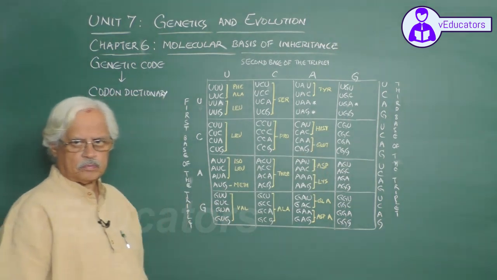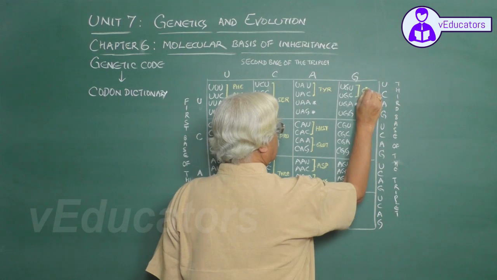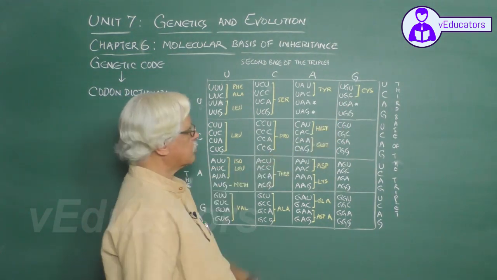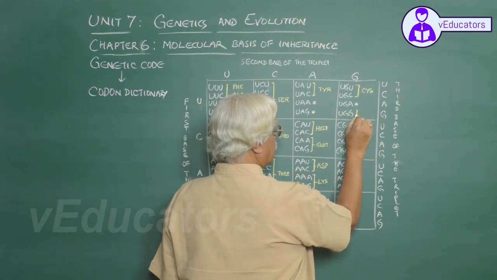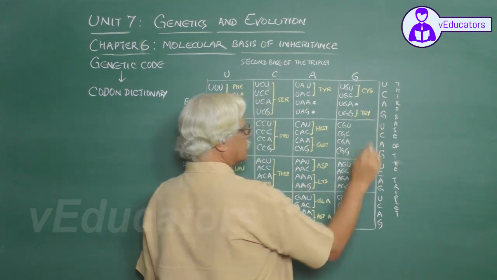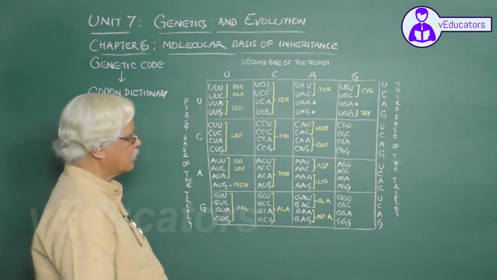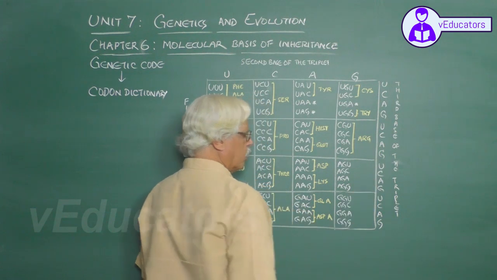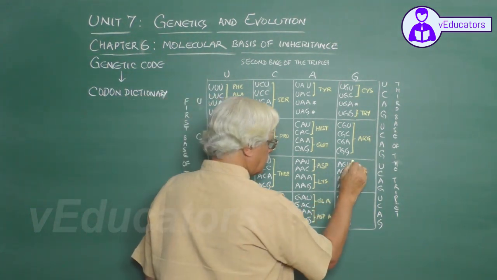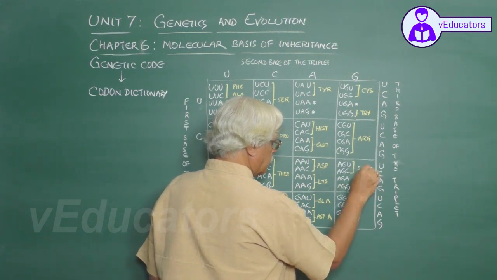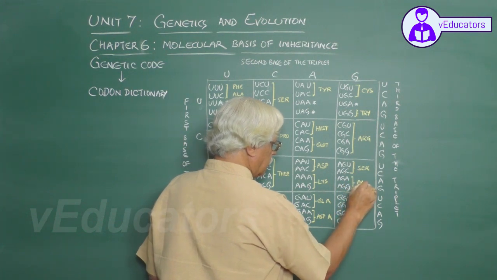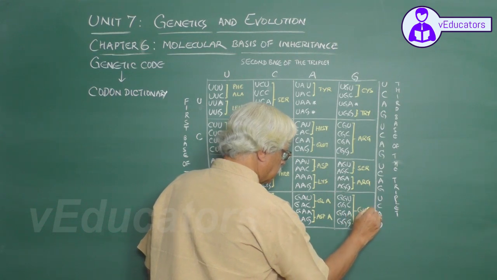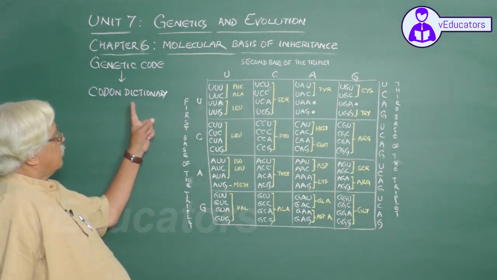UGU, these two code for amino acid cysteine. This does not code for any amino acid. UGG codes for amino acid tryptophan. These four code for the amino acid arginine. These two for serine. These two for again arginine. And these four code for glycine. This is called the codon dictionary.